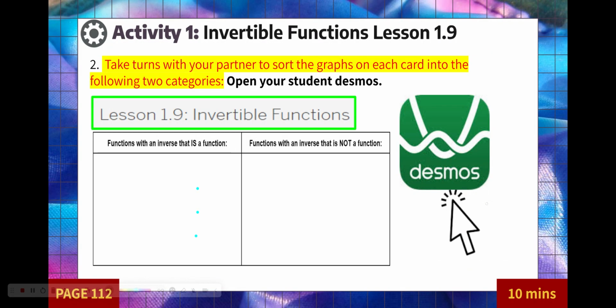Alright. Next. I want you to again go back to your student Desmos, and this time the title will be Lesson 1.9, Invertible Function. I will come back after 10 minutes and we will check your answers if you got it right. You're going to spend 10 minutes for this activity. Ready? Pause your video and come back here after 10 minutes.